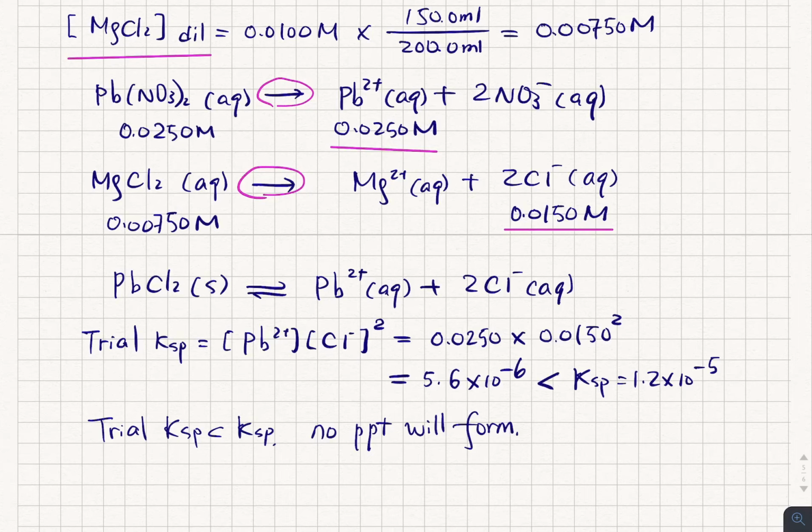Then we can plug into the trial Ksp expression, which is the same as the Ksp expression. It's just that the ion concentrations here are just a combination of concentrations at any condition. So we wouldn't call this Ksp, rather we would call this a trial Ksp. Since the trial Ksp after calculation is less than the Ksp, we can conclude that there will be no precipitate being formed.